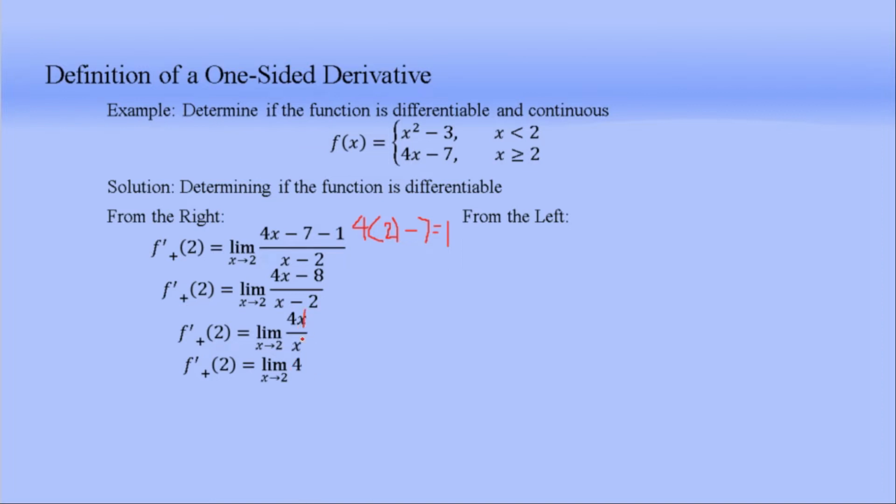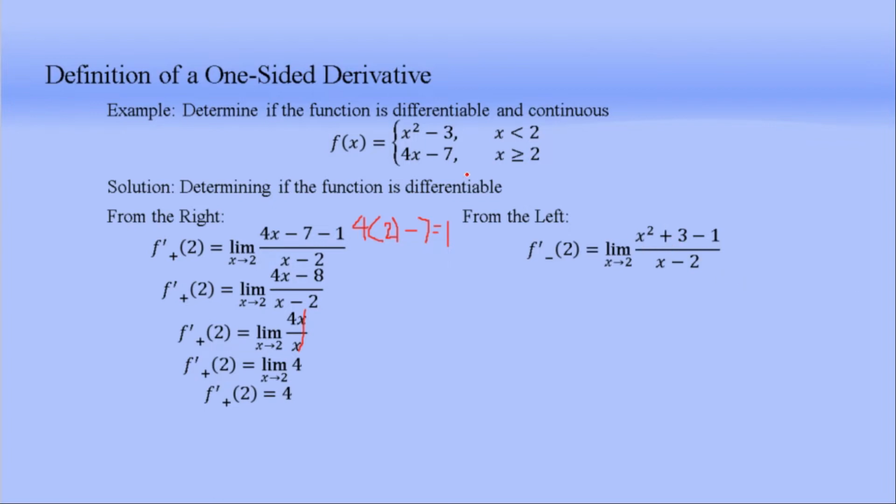We just cancel the x, and all that is left is 4. And so the limit is 4. The limit from the right is 4. Now from the left, it's the same.